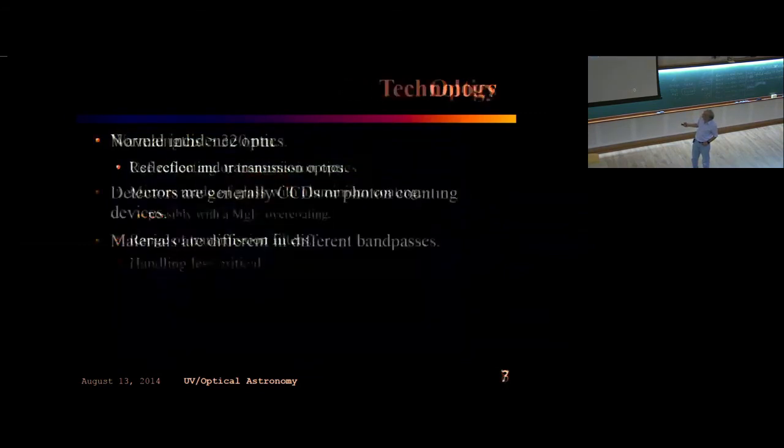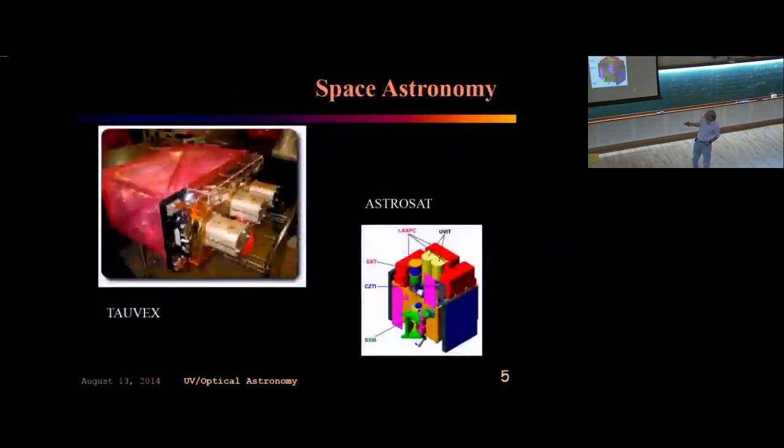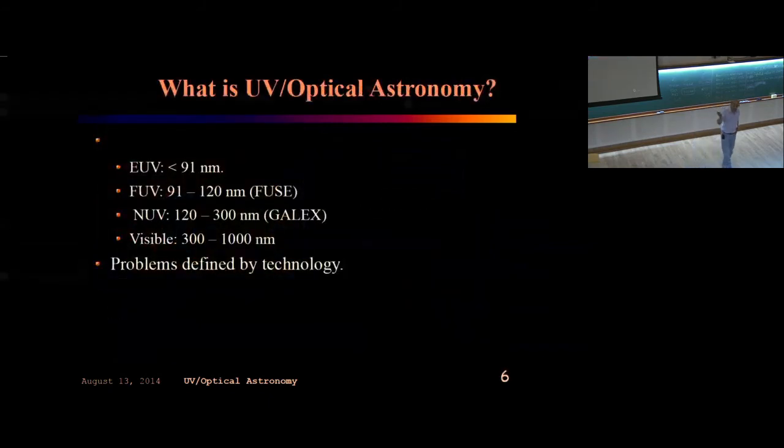Let me actually back up a couple of slides, and let me just tell you why these wavelength regions. So now 91 nanometers. Why 91 nanometers? That's the ionization energy of hydrogen. There's so much hydrogen in the interstellar medium, in space, that it's very hard to observe anything below 91 nanometers. Space is opaque shortward of 91 nanometers, until you get to the X-ray. So that's one cutoff.